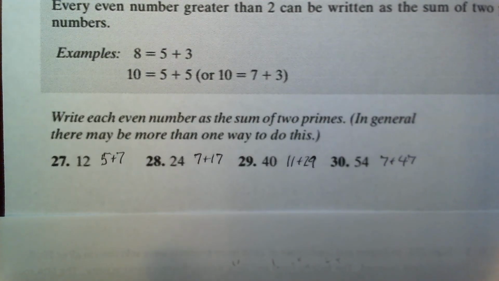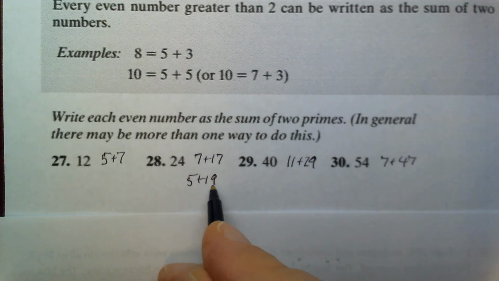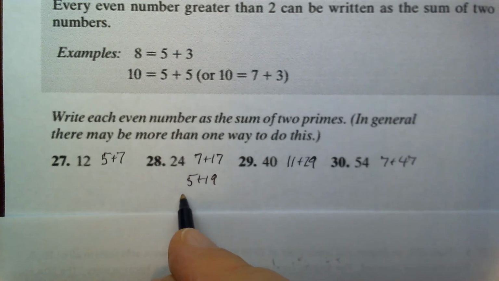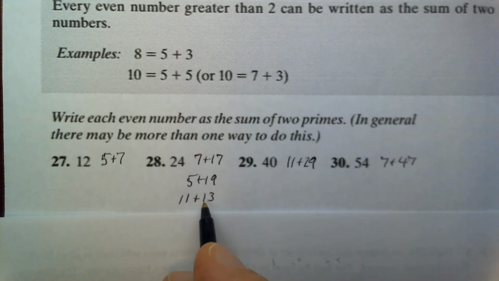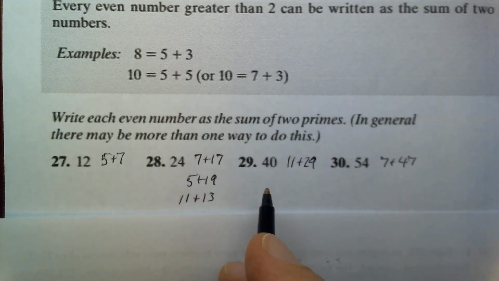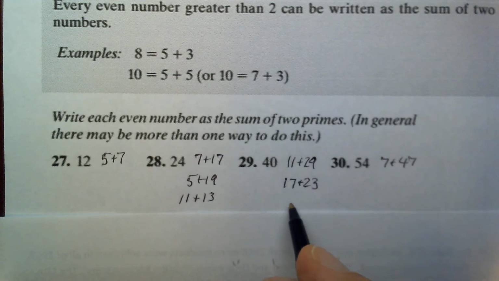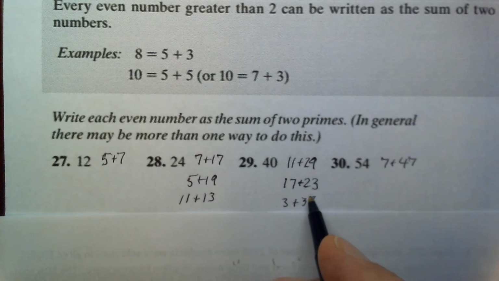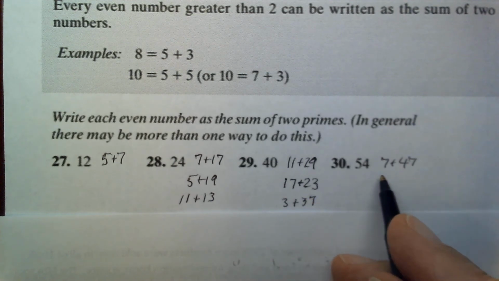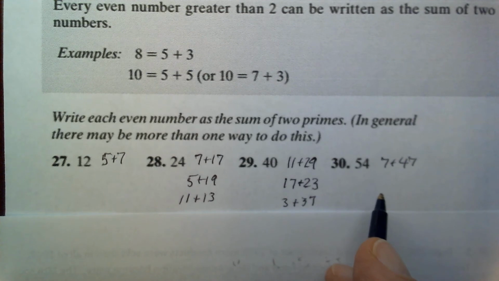Of course, there are other ways to write, for example, 24. We can write it as 5 plus 19. Another one would be 11 and 13. So, again, more than one way. And 40 we can write in a couple of different ways in addition, like 17 plus 23, or 3 plus 37. So it is not a unique representation. And similar ways can be found for 54. I leave that up to you to work on a little bit on your own.